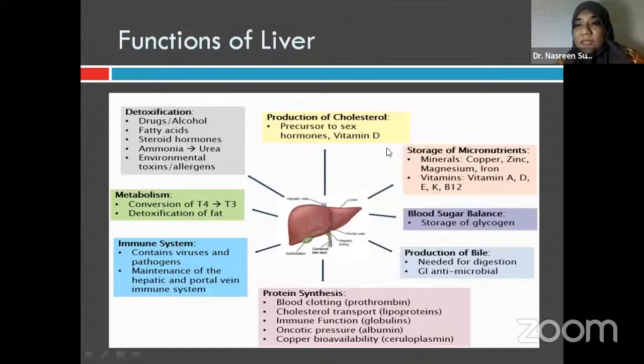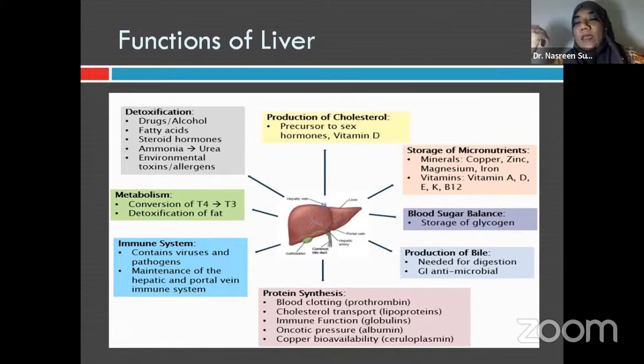Now, the next important question in this unit is the functions of the liver. Just remember this diagram, and if you remember the side headings of these things, you can write it on your own. The first and very important function of the liver is that it helps in the production of cholesterol. Cholesterol is required for the sex hormones. It is a precursor for sex hormones. It is a precursor for vitamin D.